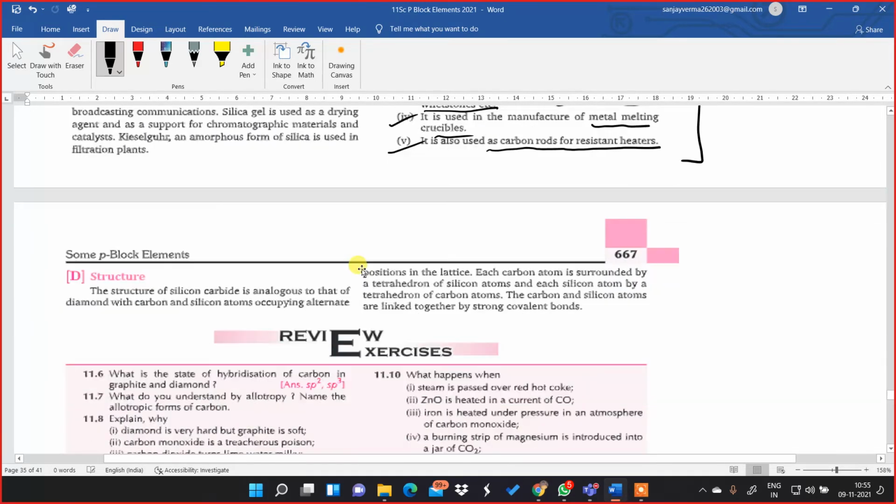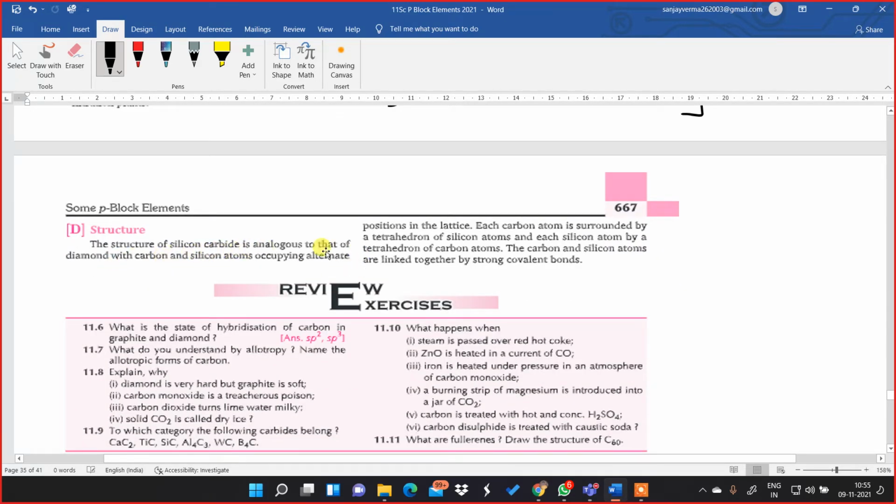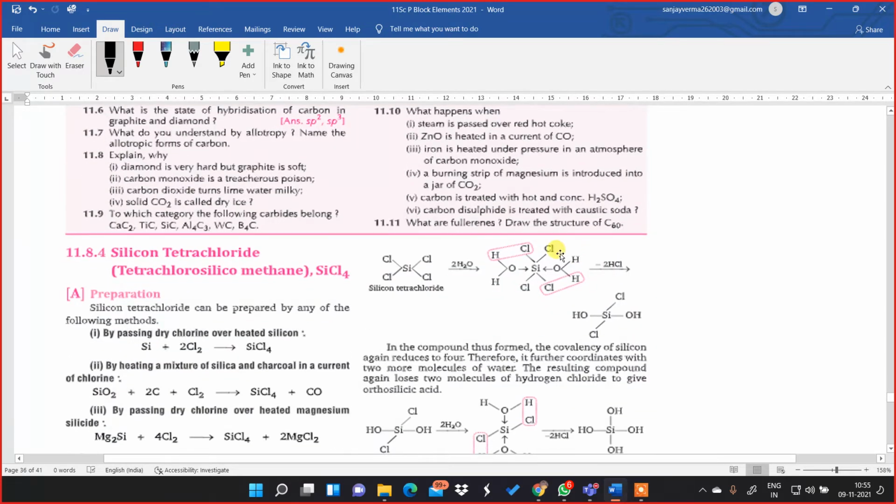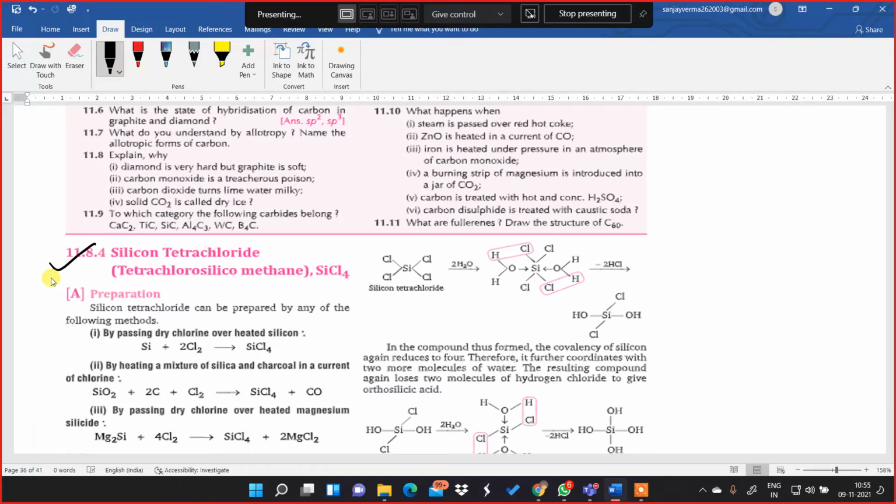If you come down further, the structure of silicon carbide is not mentioned in the syllabus, so we'll not go through this anymore. The next thing required in the syllabus is silicon tetrachloride. For silicon tetrachloride, only the preparation from silicon and its uses are there. So how do you prepare silicon tetrachloride? By passing dry chlorine over heated silicon. If you pass chlorine gas over heated silicon, then we see the formation of silicon tetrachloride. After that, no other methods are required.